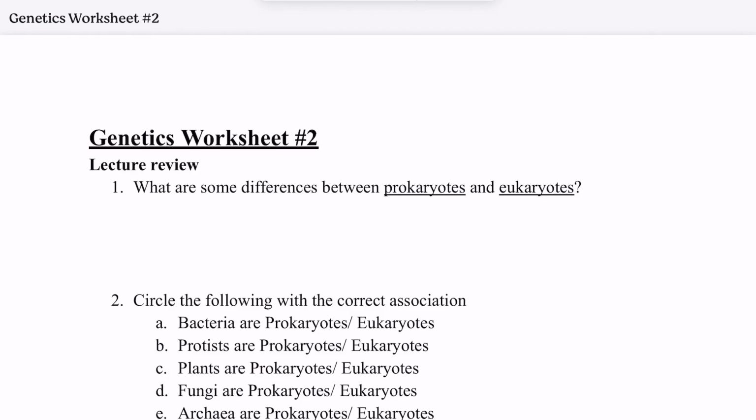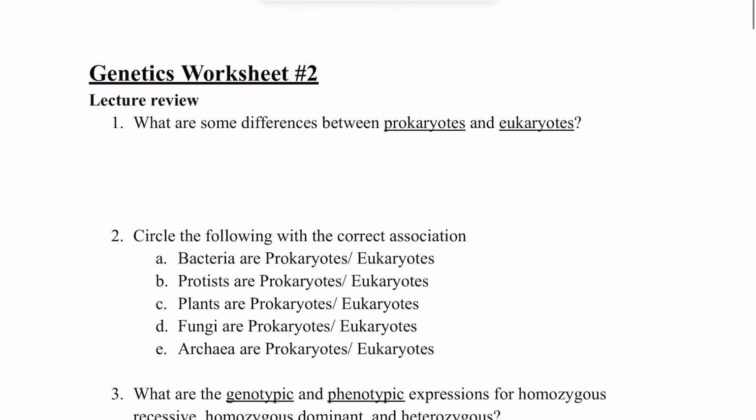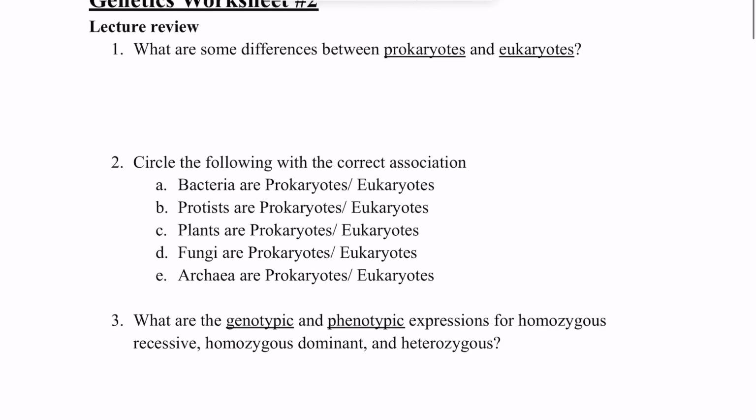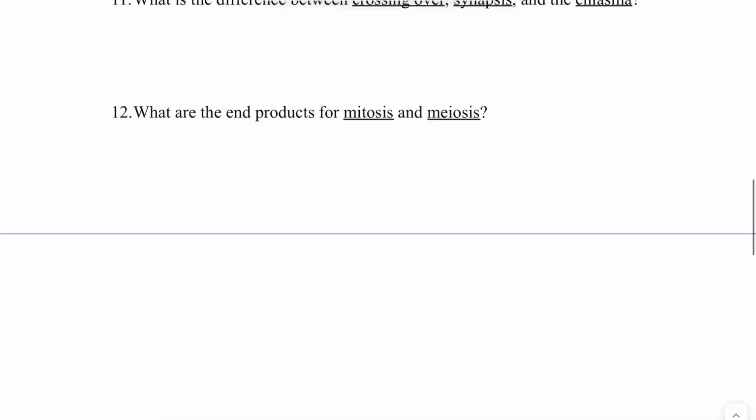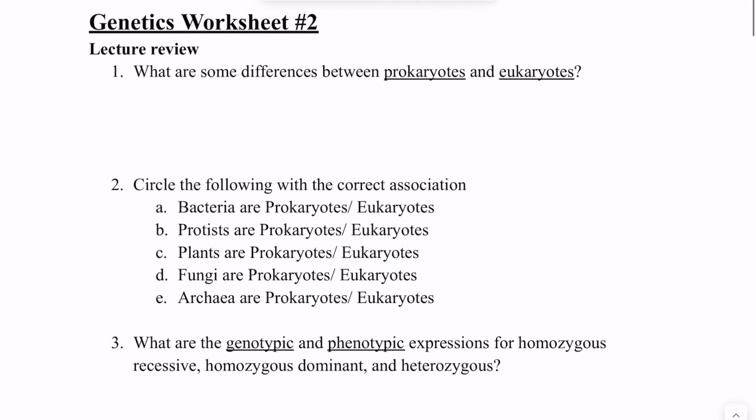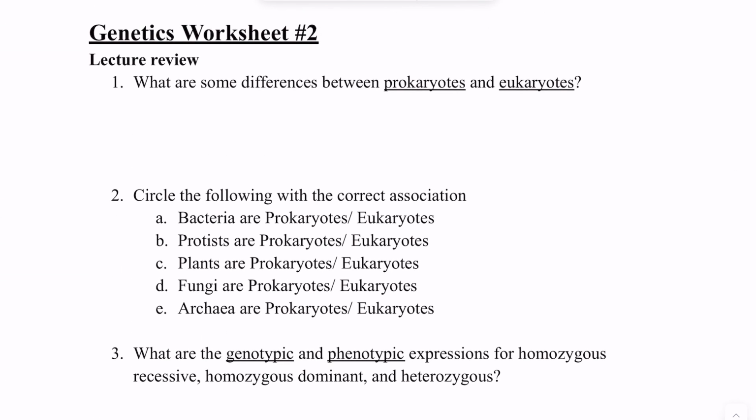We're doing genetics worksheet number 2. Like last time, we have our lecture review section and then we'll have some practice questions at the end. So let's start with question 1. The first question is, what are some differences between prokaryotes and eukaryotes?